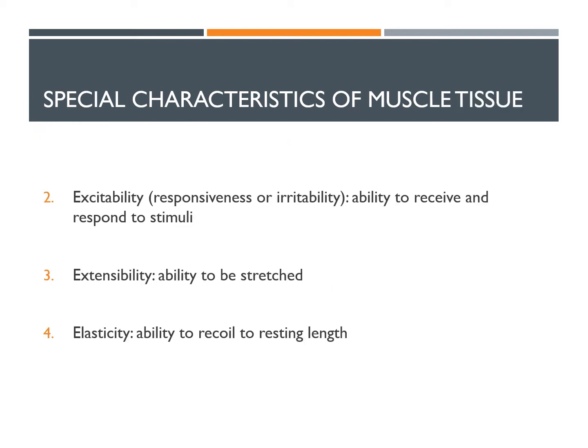The second special characteristic of muscle tissue is excitability. This is sometimes called responsiveness or irritability elsewhere. It basically means that muscle tissue can receive and respond to stimuli. We'll see this later in this chapter when we talk about how neurons send electrical impulses and chemical signals to your muscles, and your muscles may contract or relax in response.